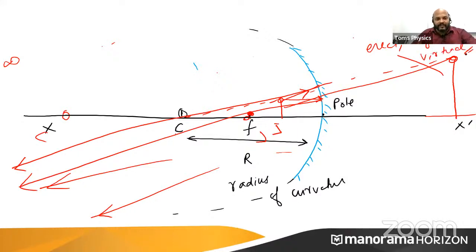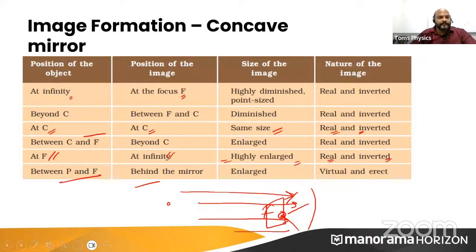This is the only case for a concave mirror when it is going to give you a virtual image. Please keep this in mind. In all the other cases you are getting a real image, but in this case, you are going to get a virtual image. I hope everyone understood what is happening here. Any problems? Okay, let's move on.